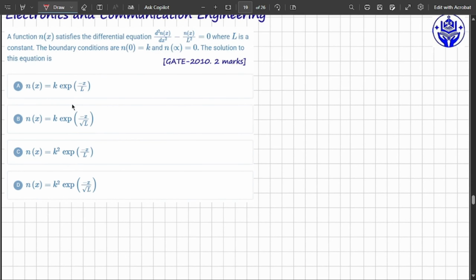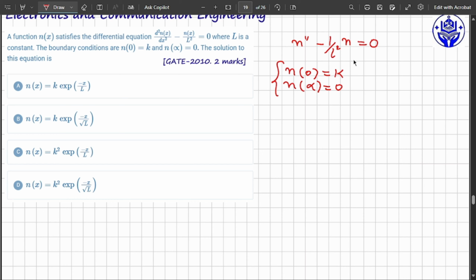The next one is a differential equation, in which it is saying that the function n of x satisfies the differential equation n double dash minus 1 by L square n is equal to 0, where L is a constant. The boundary conditions are n of 0 is equal to k and n of alpha is equal to 0. Whenever you have this kind of boundary condition, how can you solve this?